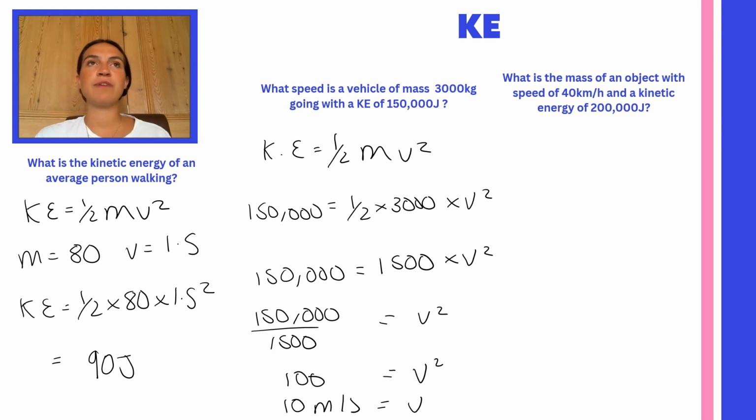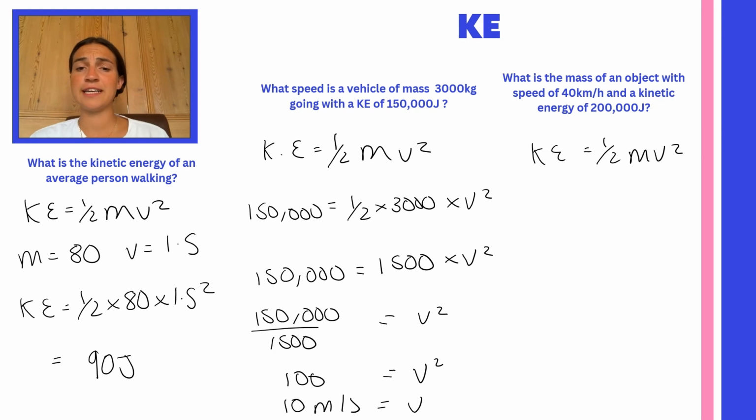And I would recommend doing it in that many steps in your exam to avoid making some mistakes when you're rearranging this formula. Okay, final question, a bit of a challenge one here. What is the mass of an object with a speed of 40 kilometers per hour and a kinetic energy of 200,000 joules? Okay, KE is half mv squared.